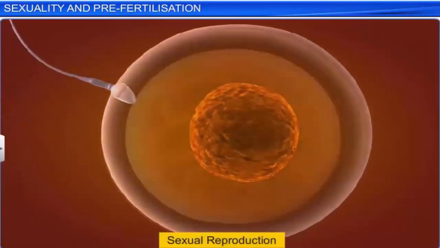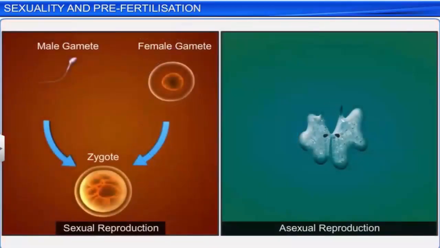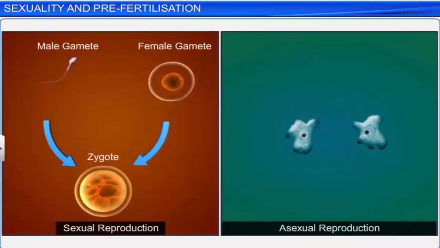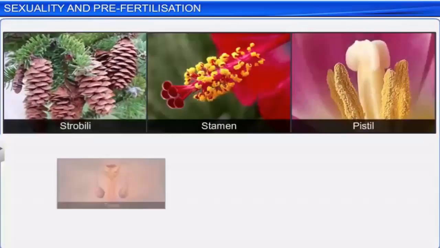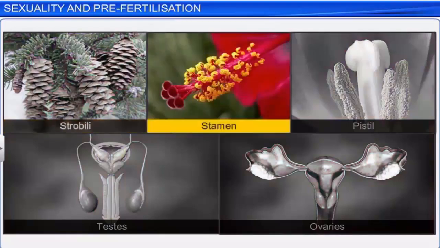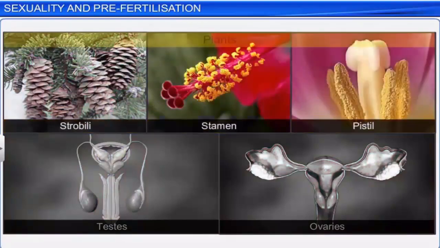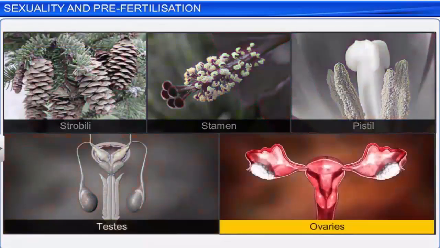Sexual reproduction, which is common in higher plants and animals, is a far more complicated and elaborate process than asexual reproduction. This form of reproduction essentially involves the fusion of male and female gametes, produced by reproductive structures such as the strobili, stamen and pistil in the case of plants, and testes and ovaries in animals.